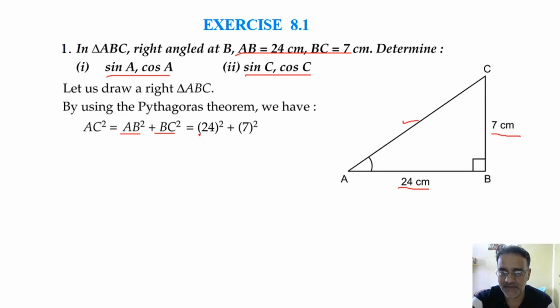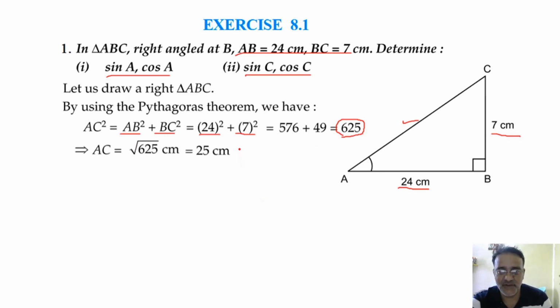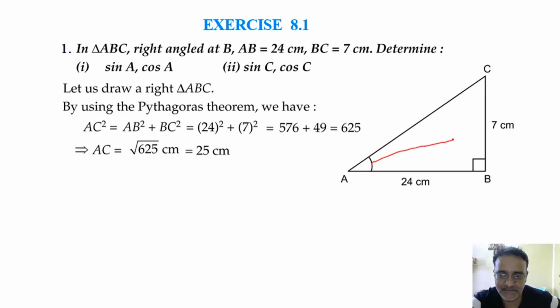24 square is 576 and 7 square is 49. So 576 plus 49 is 625. So what is the value of AC? 25. Very good. So AC is equal to 25 centimeter. Now let us start with sine A. With respect to A, which side is opposite? BC, right. And adjacent? AB. Okay, that you have to remember.